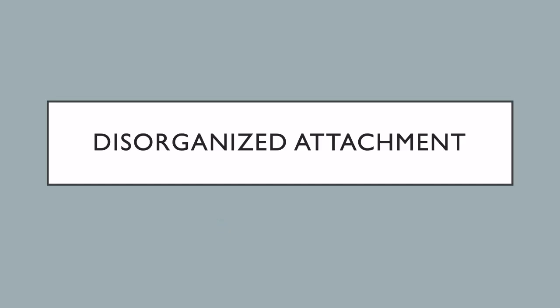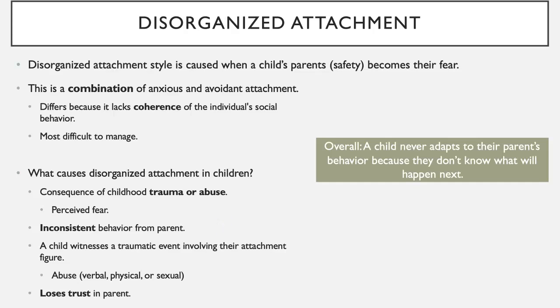Lastly, we have disorganized attachment. Disorganized attachment style is caused when the parents, aka their safety, become the child's fear. One thing about disorganized attachment is it's a combination of anxious and avoidant attachment. It differs from the two because there's a lack of coherence in the individual's social behavior. Because of this, it's the most difficult to manage, and it's also the rarest attachment style.